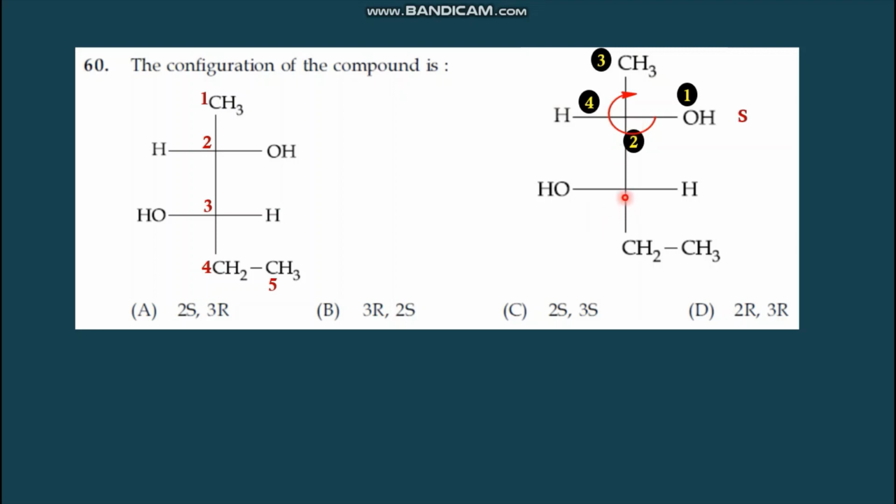Now coming to the third carbon, we have preference number 1 for OH, then this group has preference 2, then the ethyl group has preference 3, then hydrogen is 4. Here also the rotation is clockwise, that means R, but here the fourth priority is in the horizontal line, so we have to take S. So both are S configuration, that is 2S, 3S. Option C is the correct answer.